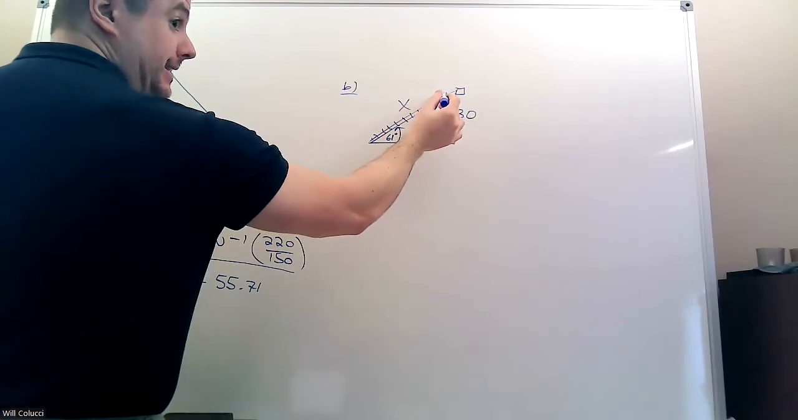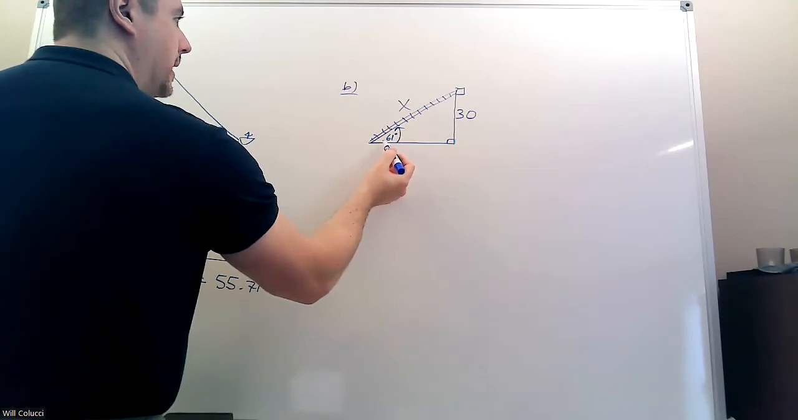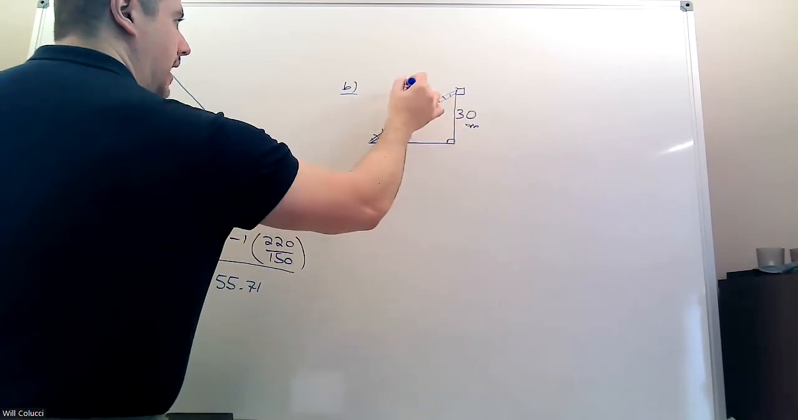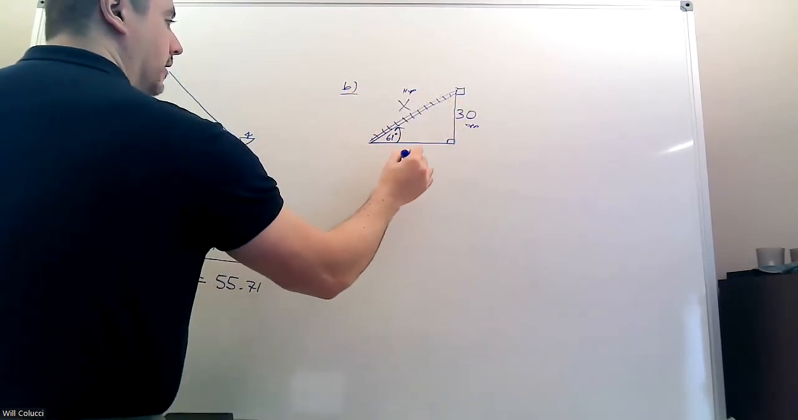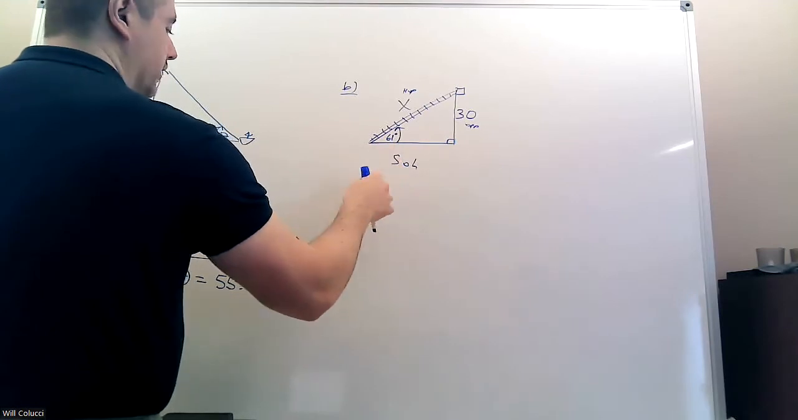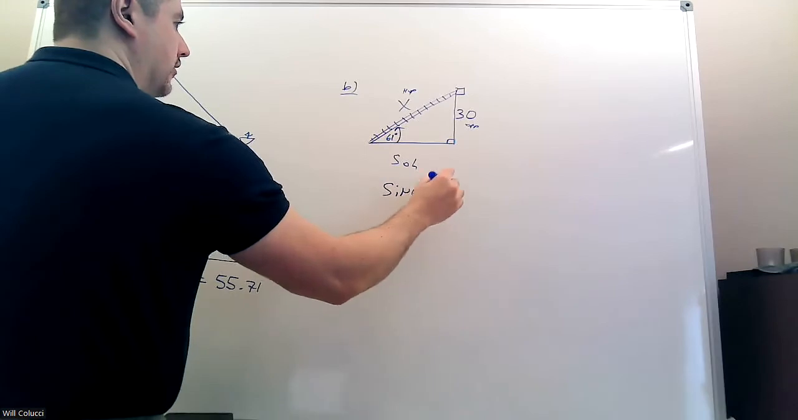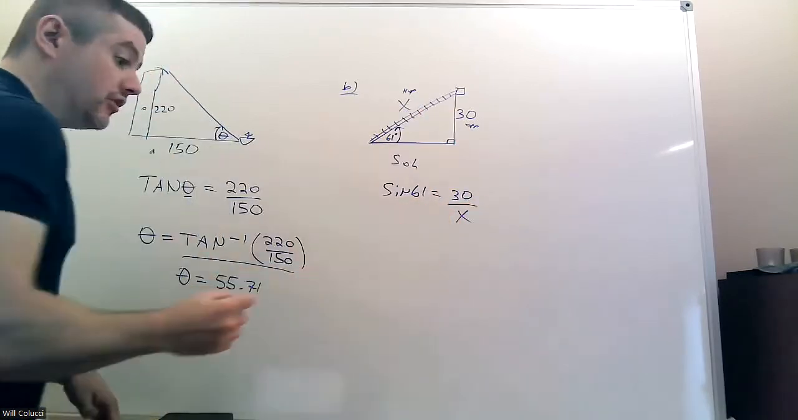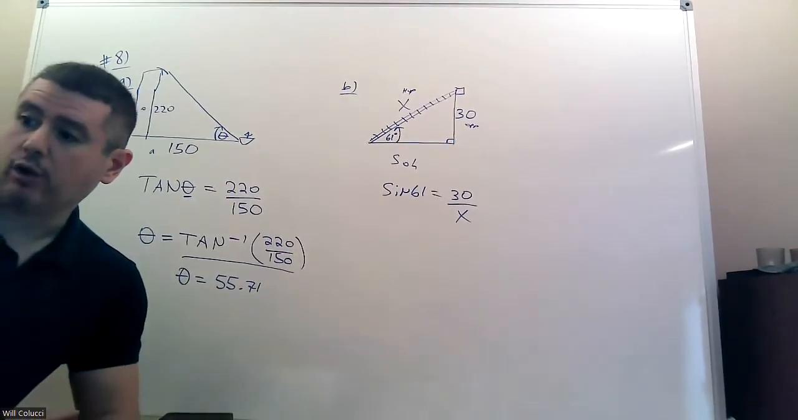So somehow that ladder reaches that window. So the ladder is at least 30 feet, right? And they're telling you that the angle with the ground is 61. So now again, you got to pick your trig function. You have the opposite side and you have the hypotenuse this time. So you use sine. So the sine of 61 is the opposite side, which is 30, over the hypotenuse, which is the length of the ladder, which is what I'm trying to determine. I need to know how long the ladder is.